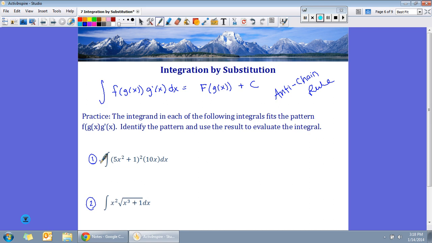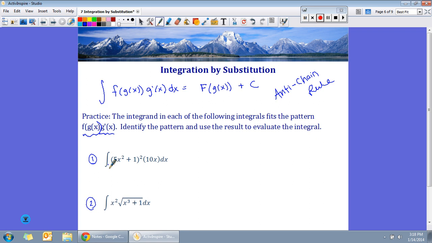Okay, so what we're going to do is practice identifying in the integrand, so like our function part, in each of the following integrals to fit the pattern of f of g of x times g prime of x. We're going to identify the pattern and use the result to evaluate the integral.